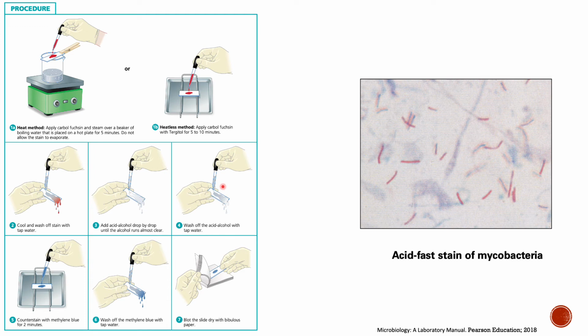After that, wash with the tap water and then add the acid alcohol and wash it with the tap water, and then add the counterstain, for example the methylene blue, for 2 minutes and then wash it with the tap water. After that, dry your slide and examine it under a microscope.